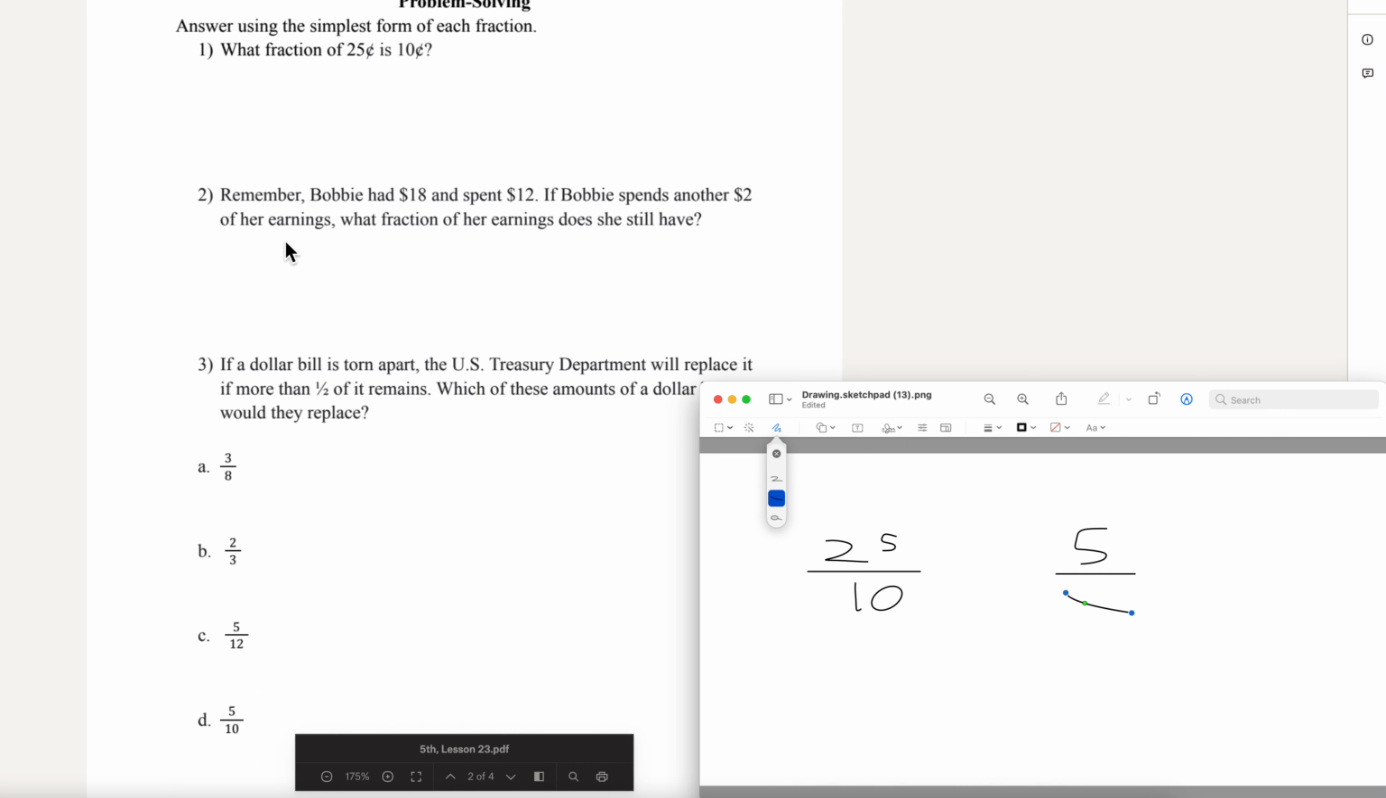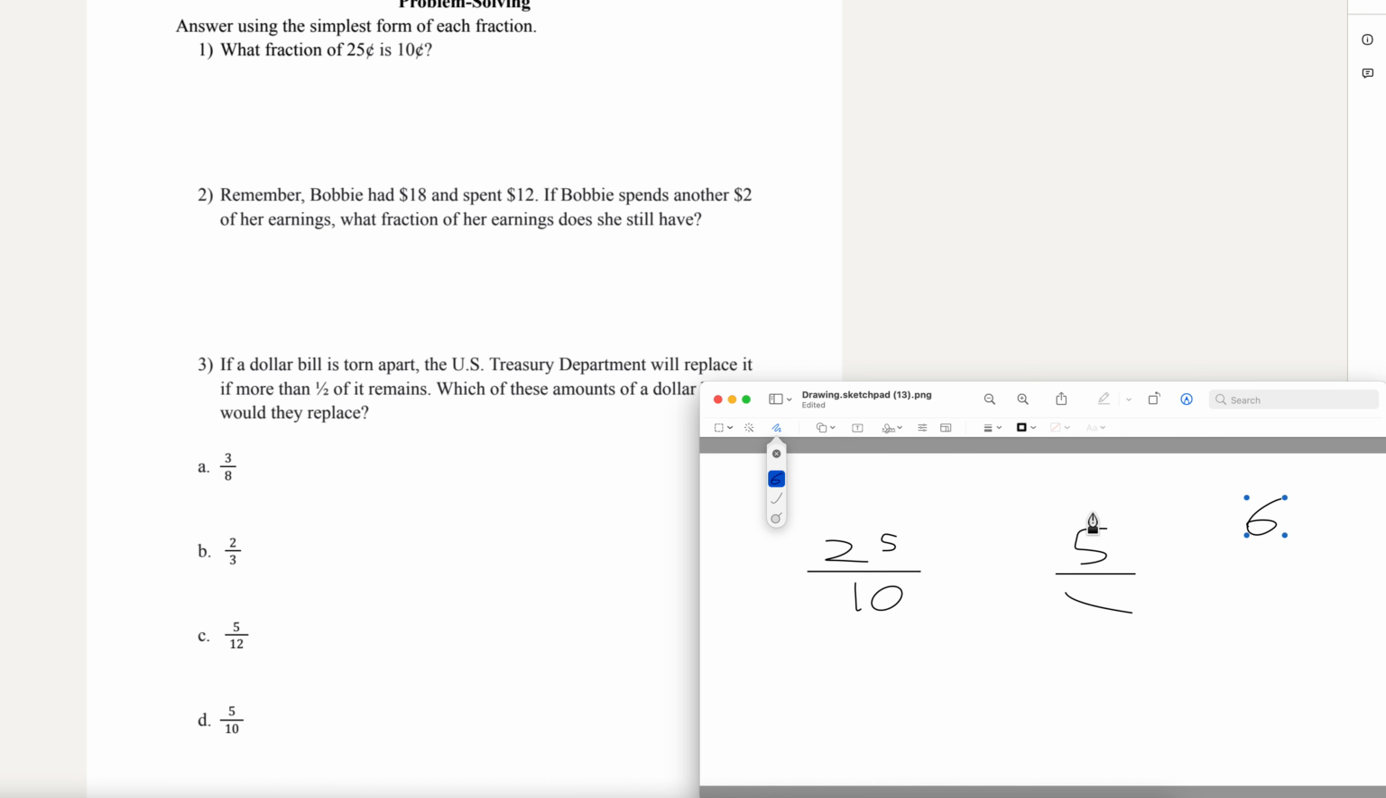And remember, Bobby had $18, spends another $2 of his earnings. What fraction of earnings does she still have? Okay, so 18 subtracted by 12, which would be 6. And then spends another $2. Okay, so it would be 4 over 18.